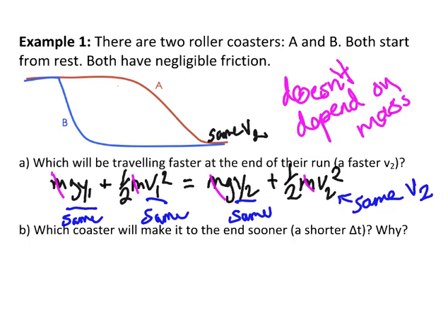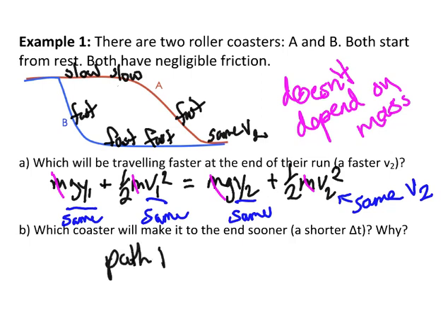So path A is going to be slow up here, right? Really slow, and then it'll finally get going fast just at the end. Whereas path B is going to get going fast pretty early and then stay fast for most of the time. They'll both reach that same fast speed at the end, but if you take path B, you'll be going that fast speed much earlier, which means you're going to have a shorter delta t. So path B will reach the end sooner, shorter delta t, but both of them have the same speed when they get to the end.